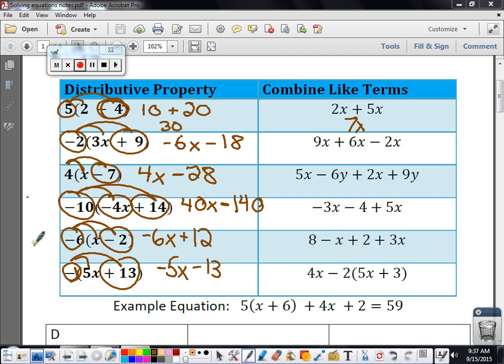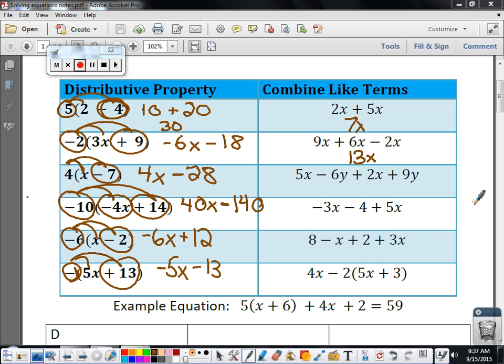Let's do the next part. This time I have 3 terms. Even though there's 3, they're all the same kind of term, right? Because they all have an x attached. So let's do it. What's 9x plus 6x? 15x. And then what's 15x minus 2x? 13x. Very good. Continuing on.